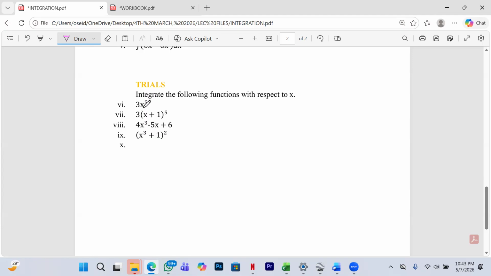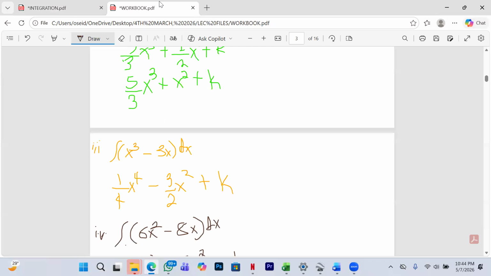So it says integrate the following functions with respect to x. We have 3x exponent 5, 3 bracket x plus 1 exponent 5, 4x cubed minus 5x plus 6. Then we also have bracket x cubed plus 1 all exponent 2. So let's take the first one.